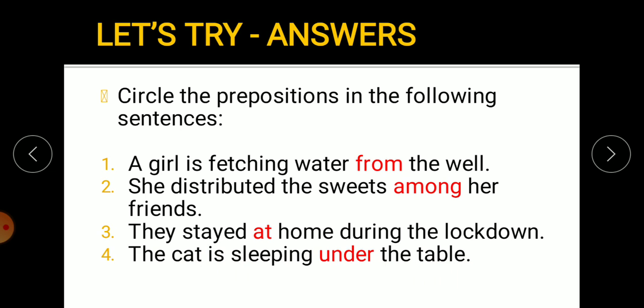And here comes the answer. From, among, at, under. They all are what? Prepositions, right?